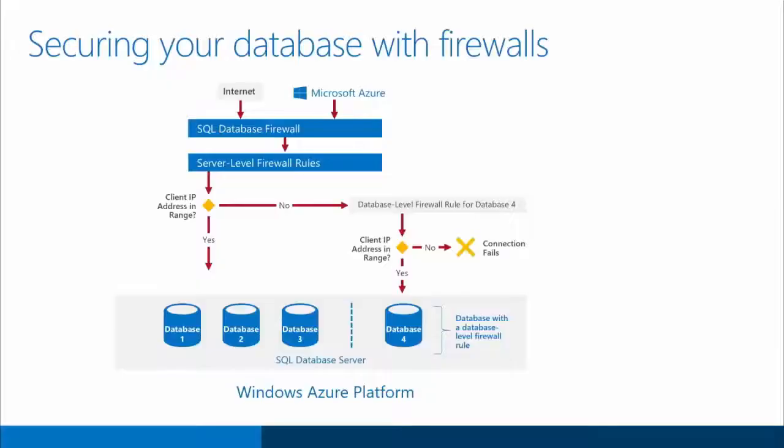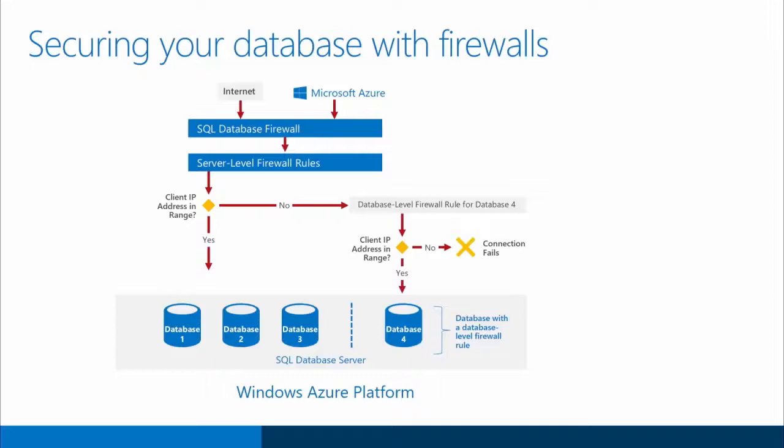So let's drill into this a little bit more. Something that sometimes confuses customers is the difference between a server firewall and a database firewall in SQL Database. So can you talk to that? Yeah, so basically for an administrator, to start with, when you connect to SQL Server, you need to have a server-level firewall that lets you connect to the master database. And if you have a server-level firewall open, you can then connect to all the databases that are associated with that server through that master database.